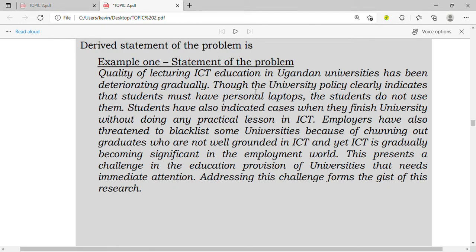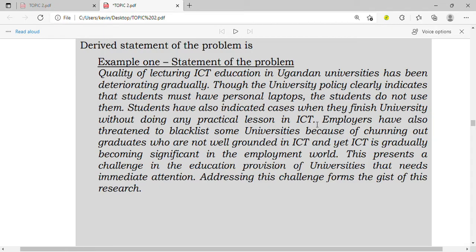Though the university policy clearly indicates that students must have personal laptops, the students do not use them. Students have also indicated cases, this is evidence, when they finish university without doing any practical lesson in ICT. This is evidence. Then the last section is conclusion.